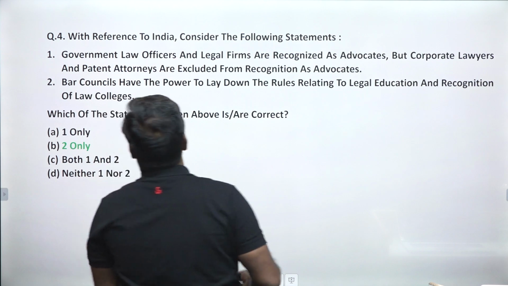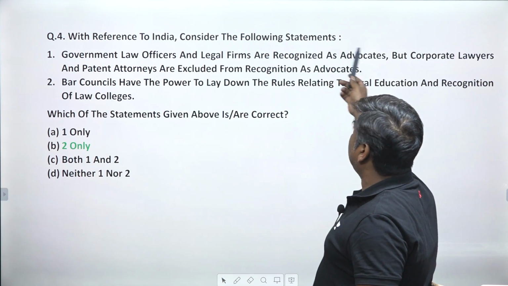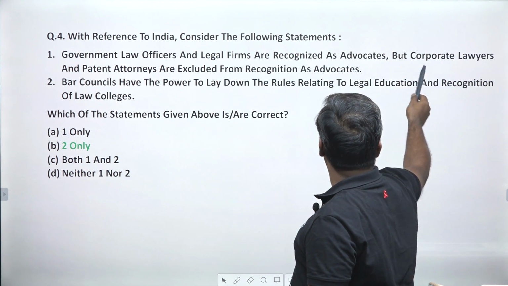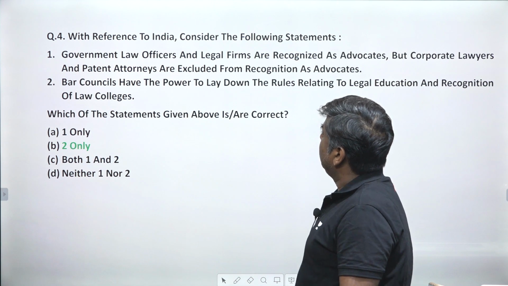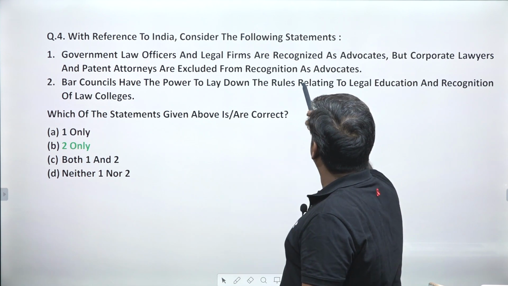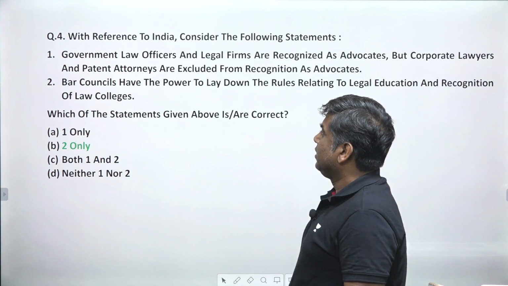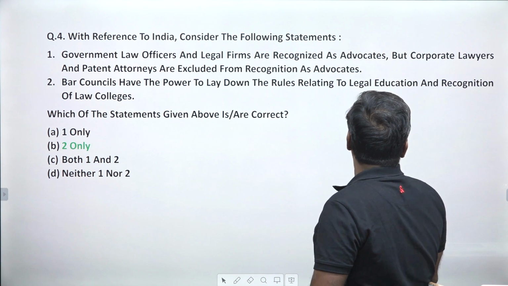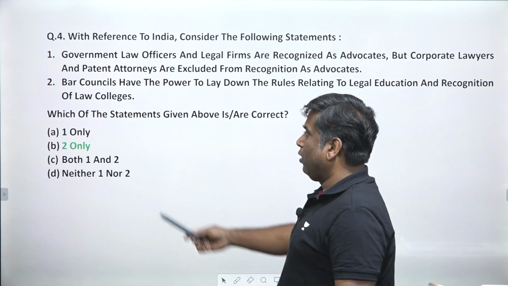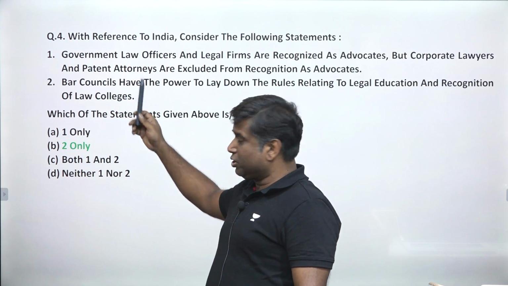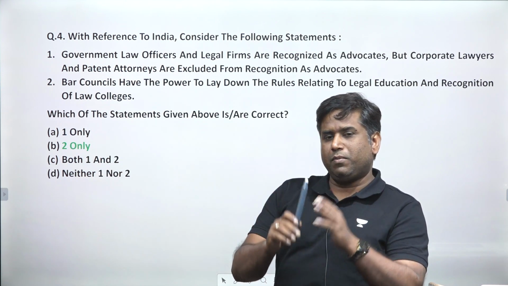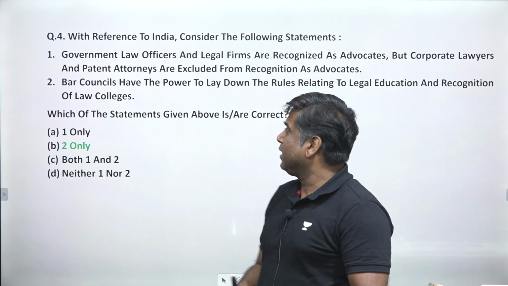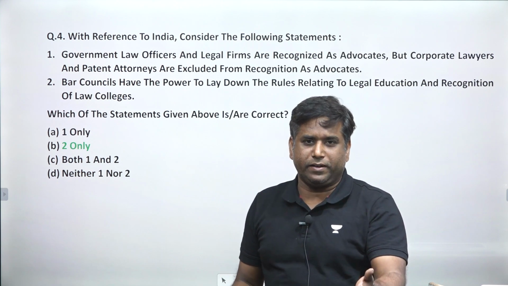Now, see this. With reference to India, consider the following statements. Government law officers and legal firms are recognized as advocates, but corporate lawyers and patent attorneys are excluded from recognition as advocates. Bar councils have the power to lay down the rules relating to legal education and recognition of law colleges. This statement is correct. Yes, it is true. Now, when it comes to statement number 1, there is a lot of debate. Few people are saying that this statement is correct. Few sources, in fact, I would say.